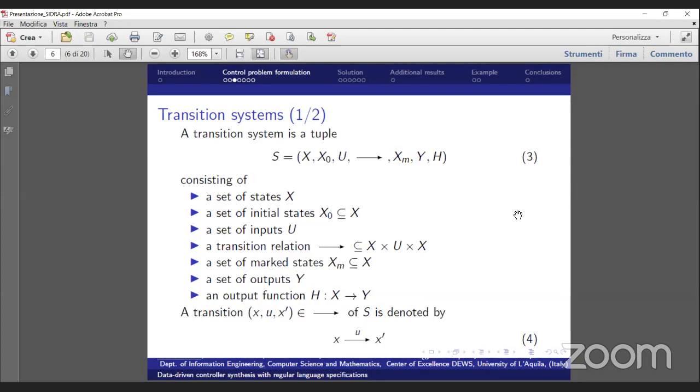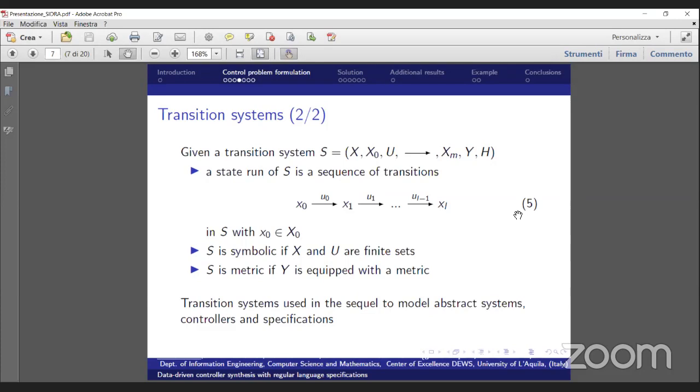The evolution of a transition system is captured by the notion of state run, that is basically just a sequence of transitions, as you can see in equation five, such that, of course, x0 is an initial state of my transition system. Then I say that this is symbolic if X and U are finite sets, and it is metric if the set of outputs Y is equipped with a metric. We are going to use this formalism of transition systems as a unifying framework to model abstract systems, controllers, and also specifications.